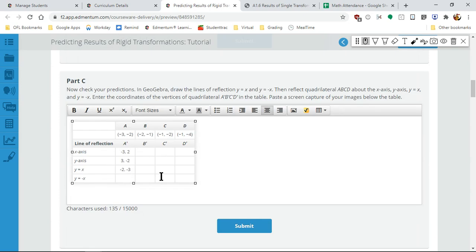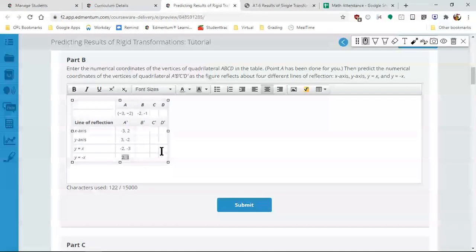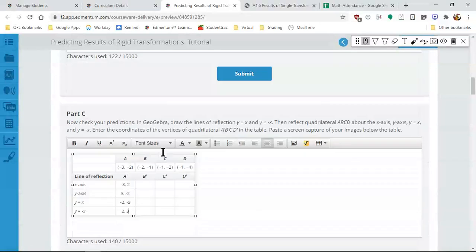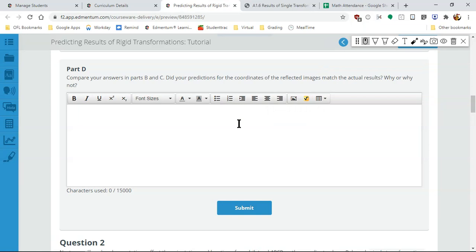Because one of them was supposed to be a prediction, one of them the other one. But guess what? If you look over here and you verify your answers, it's going to be the same thing. You can see that they're the same as our prediction. Because we went through this, we played around with it, and we figured out what happens. Compare your answers. Did the patterns reflect? Yes, they did.